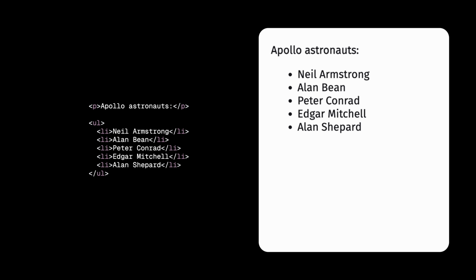LI represents an item in a list. It must be contained in a parent element, an ordered list OL, an unordered list UL, or a menu. In menus and unordered lists, list items are usually displayed using bullet points. In ordered lists, they are usually displayed with an ascending counter on the left, such as a number or a letter.